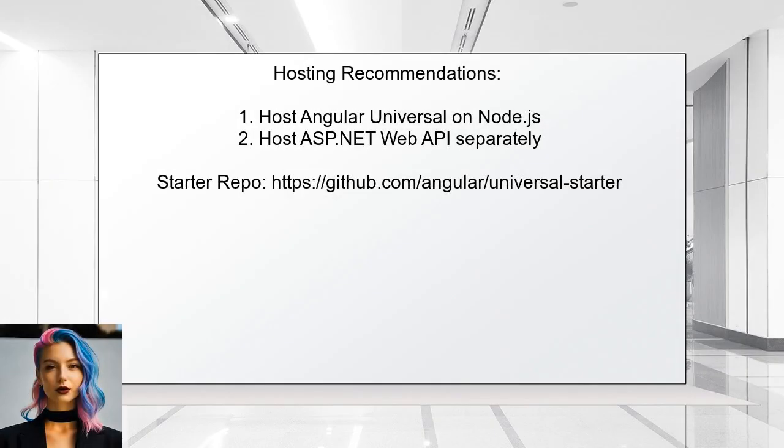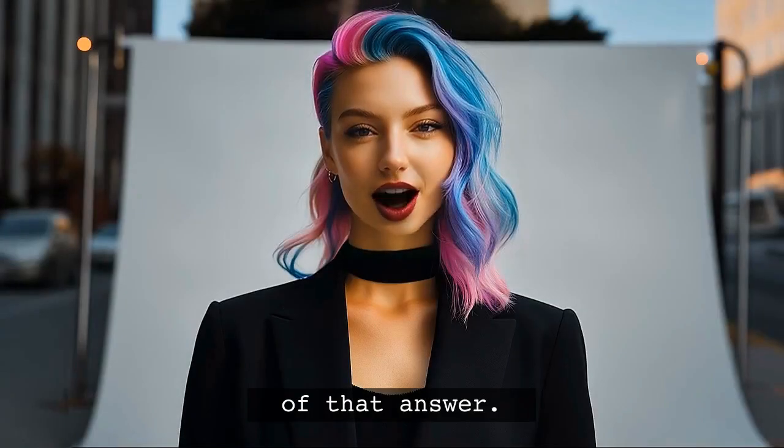If you prefer not to use ASP.NET MVC features, consider hosting your Angular Universal app with server-side rendering on a Node.js server, while hosting your ASP.NET Web API separately. This is a common practice. That's the end of that answer.